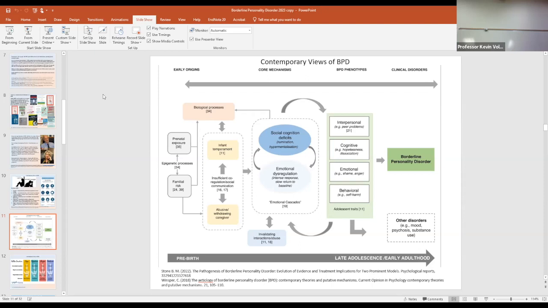So early origins: prenatal exposure, epigenetics, family problems. Relates to biology, we talked about all the hormone stuff. This relates to infant temperament, insufficient regulation, social communication, abusive, withdrawing caregiver, all goes here. Feeds into emotional dysregulation, social cognition deficits, emotional cascades, invalidating interaction, abuse here, leads to phenotypes: interpersonal problems, cognitive problems, emotional problems, behavioral problems. And this leads to borderline personality disorder and other disorders. Okay, could also lead to other things depending on whatever the person is inheriting or whatever the family life is like. This is the overall model.